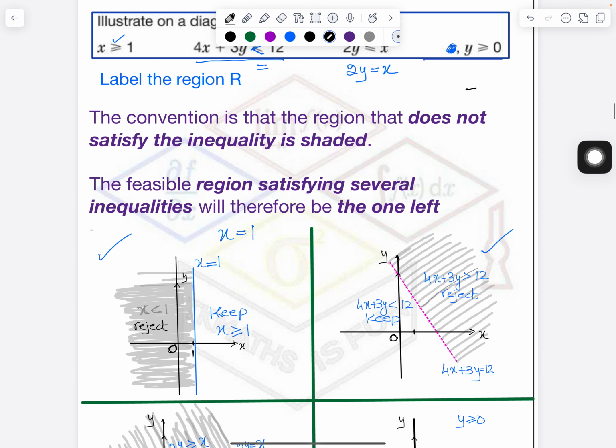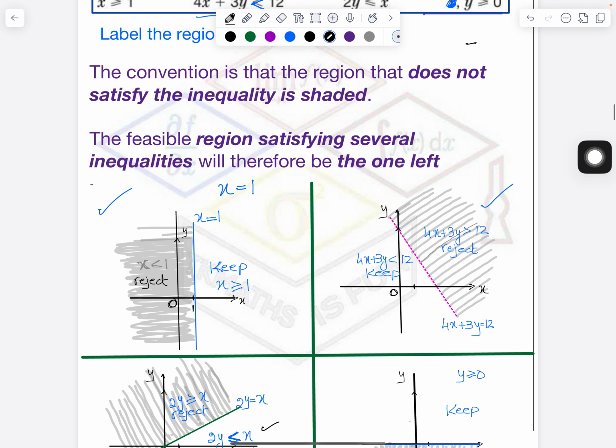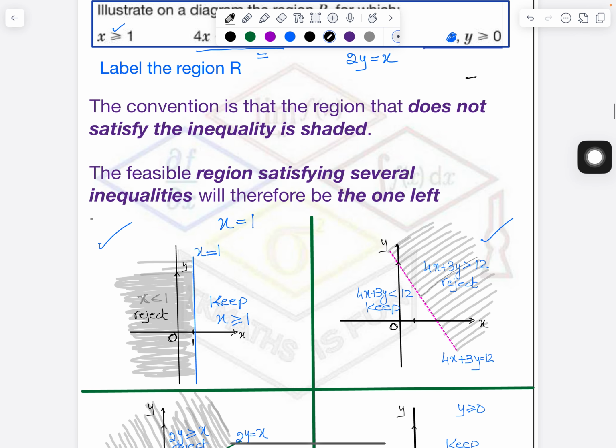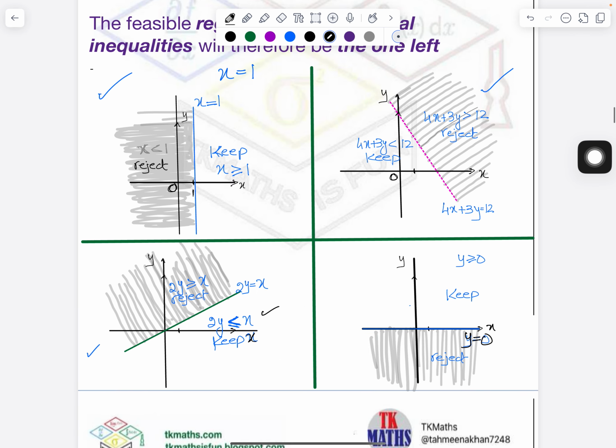And the last one, y is greater than or equal to 0. You know the x-axis is called y equals to 0. So this line, the x-axis, is y equals to 0. I have to keep the region above it, greater than or equal to. So I will shade the lower region.